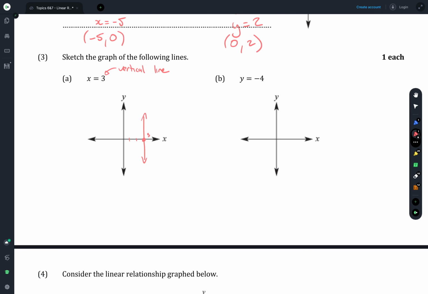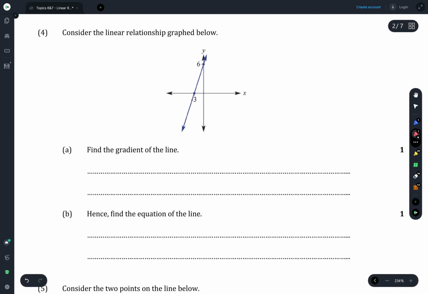Similarly, if we have y equals a number, that means it's going to be a horizontal line. So this is just a horizontal line going through negative 4. So if I have negative 1, negative 2, negative 3, negative 4, something like that, that means I'm just going to have a horizontal line going through negative 4. And that's all there is to it. So 1 mark for each of those. Going into the next question.